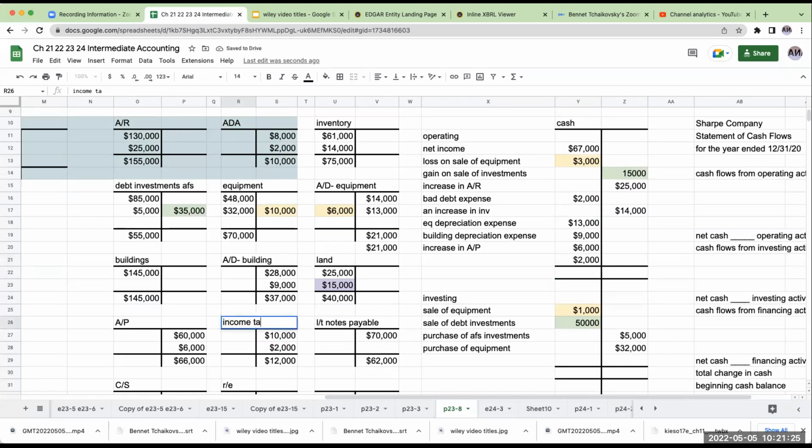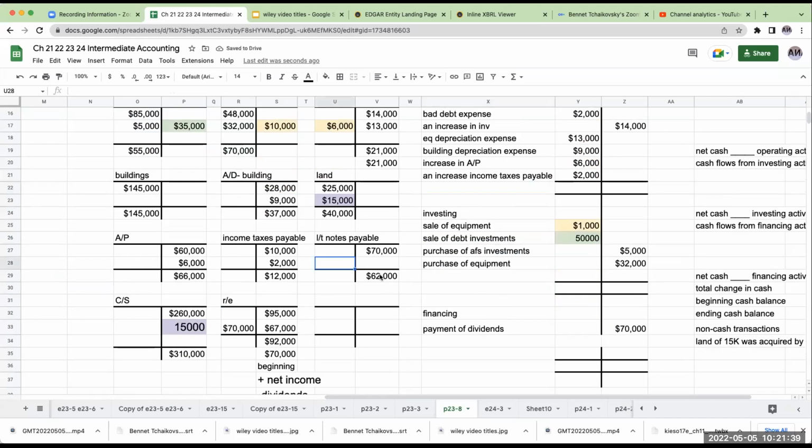I never use this account for cash flow questions. Okay, so this is an increase in income taxes payable. Okay, so long-term notes payable. This decreased by 12,000. We're going to put this one in the financing section.